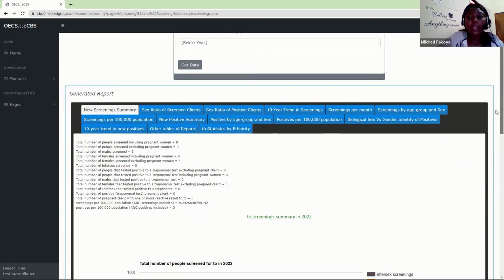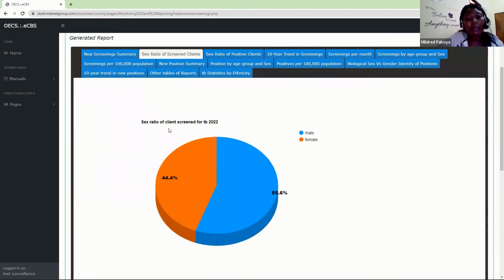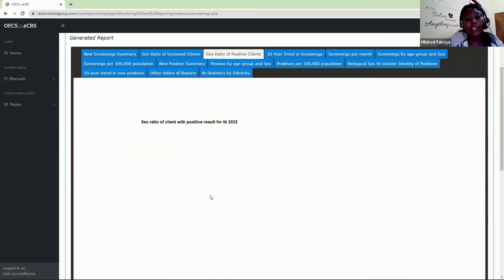So it does the same thing it does with the HIV and syphilis by calculating the number of people who were tested, and I'm going to change this description. The number of people who were screened, and including pregnant, excluding pregnant by sex, and 100,000 population. The sex ratio of people who were screened for TB and people who were positive. Since we have no positive, you do not see any diagram here.